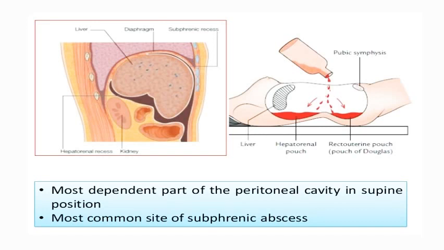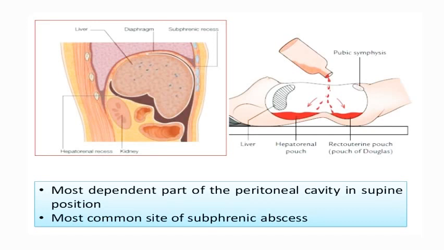What happens if the person is standing, that is upright or in a semi-upright position? In those situations, it is the recto-uterine pouch of Douglas in case of females, that is a pouch in between the peritoneal lining of the rectum and uterus. In case of males, it is the rectovesical pouch. It is the peritoneal pouch in between the rectum and bladder.